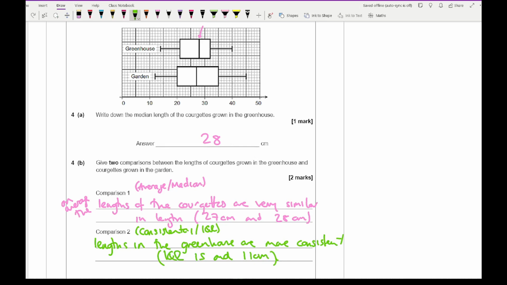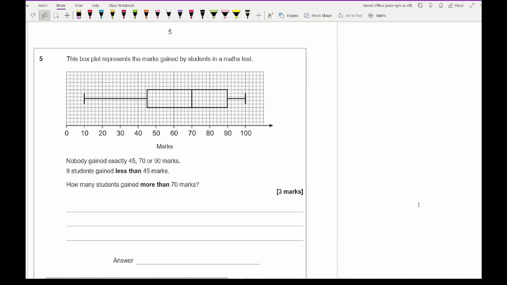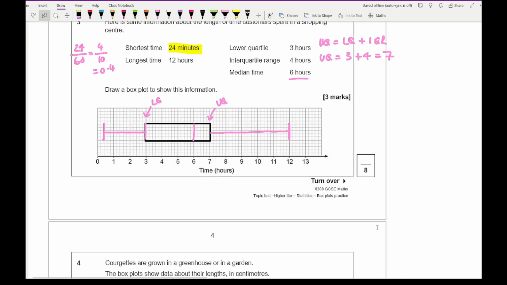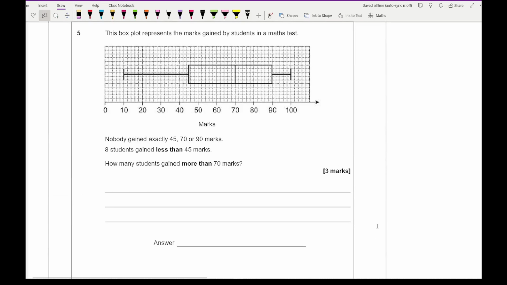But a comment on the average, a comment on the consistency, and it being correct should be good enough to get the 2 marks. Then moving on to question 5, let's just zoom in so we can see it. There we go. So it says the box plot represents the marks gained by students in a maths test. Nobody gained exactly 45, 70 or 90 marks. 8 students gained less than 45 marks. How many students gained more than 70 marks? So the 70 marks is here.